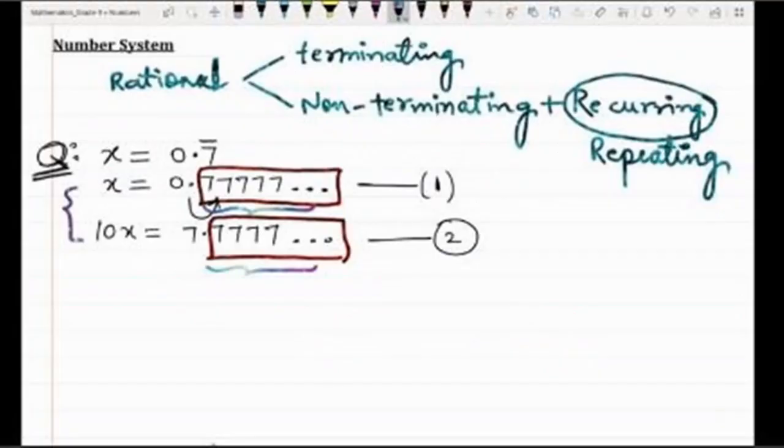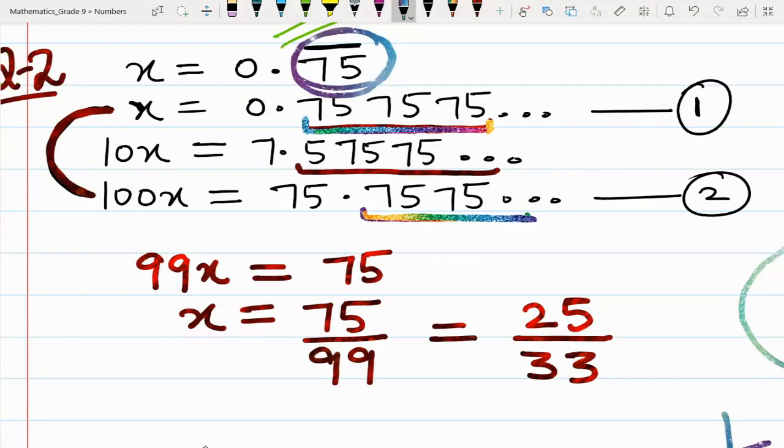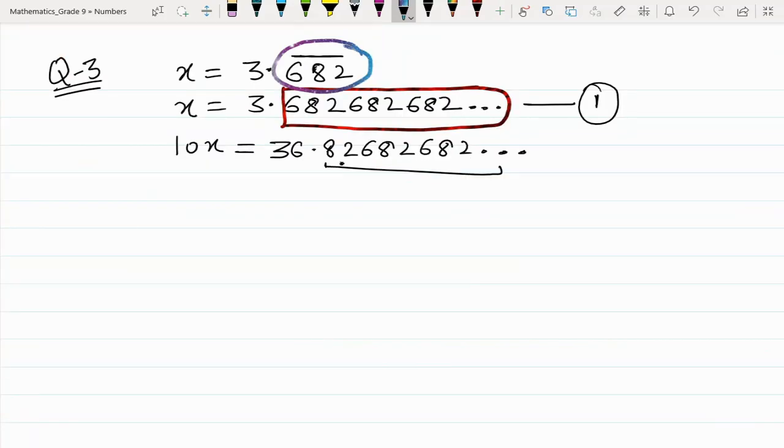Now something very important. If you remember, in question 1 we just multiplied by 10 and got our second equation because the bar was on one digit only. In the second question, we multiplied by 100 and then we got our equation number 2 because the bar was on 2 digits. Now if we have the bar on 3 digits, I will not multiply this with 10. I have to multiply it with 1000, 1 and 3 zeros. So it's very simple. You place as many zeros after 1 as you have digits under the bar. So let's multiply this with 1000.